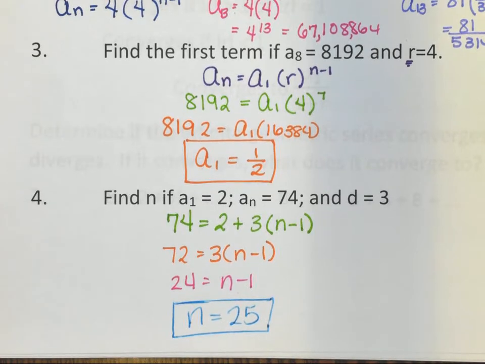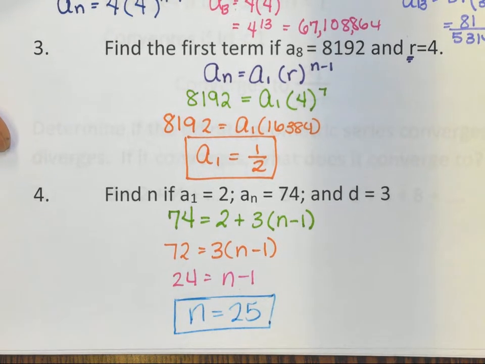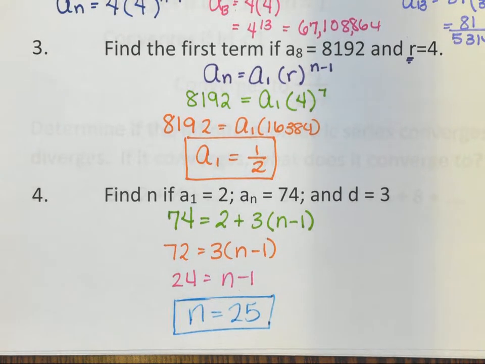Just because we're doing a lesson on geometric doesn't mean that's the only thing in the whole wide world. You have to be able to tell the difference between when we're doing arithmetic and when we're doing geometric. Why did I know that 3 was geometric? Because it had an R. 4 has a D, so that means arithmetic. So your answer for this one is 25.